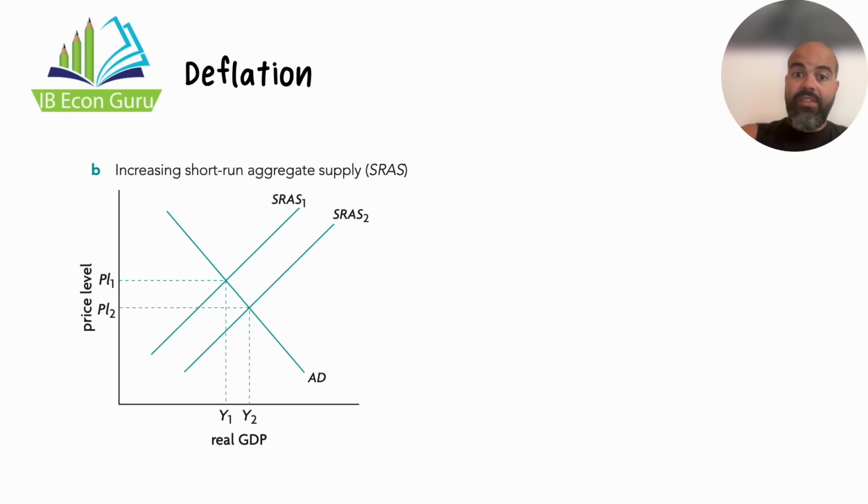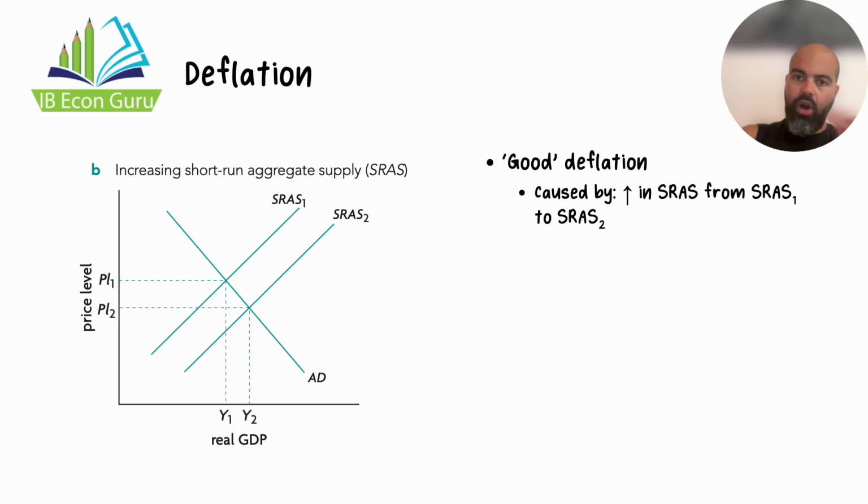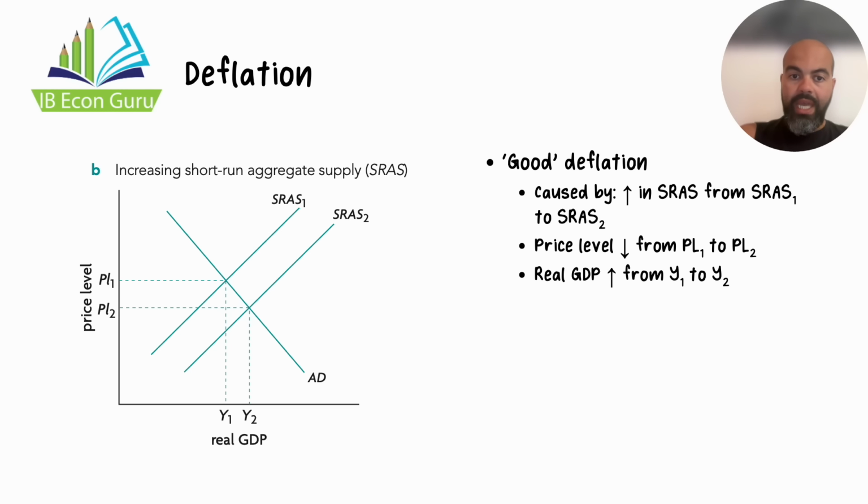So if there's bad deflation, there must be good deflation. Again, notice the quotation marks because that distinction doesn't exist in the IB economics syllabus. So what causes what we call good deflation? An increase in short-run aggregate supply from SRAS1 to SRAS2. This is a rightward shift, therefore it is an increase, but it is accompanied by a fall in the average price level from PL1 to PL2 and an expansion of real GDP from Y1 to Y2.